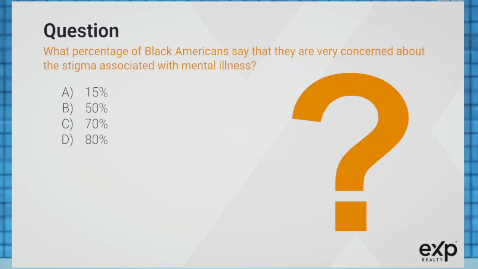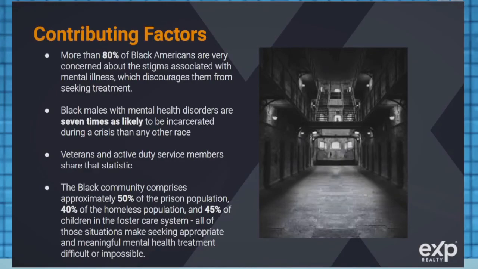The answer here on this one is 80%. Unfortunately, we're back up to the highest number again. More than 80% of Black Americans are very concerned about the stigma associated with mental illness, which discourages them from seeking treatment. Black males with a mental health disorder are 7 times as likely to be incarcerated during a crisis than any other race. Think about that. Someone calls the police, or the Black male themselves call the police. Having a mental health crisis, I'm freaking out, I don't know what to do. They're 7 times as likely than anyone else to be arrested in that situation and kept in jail.